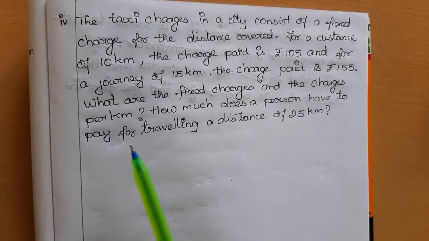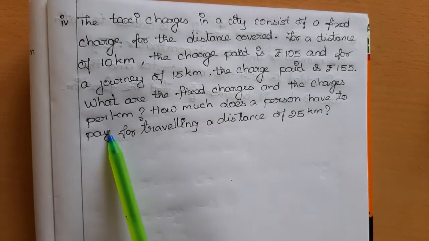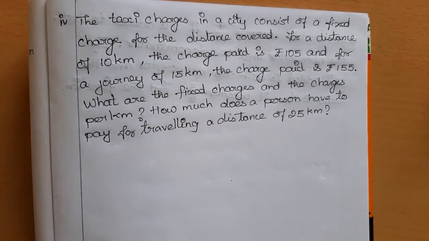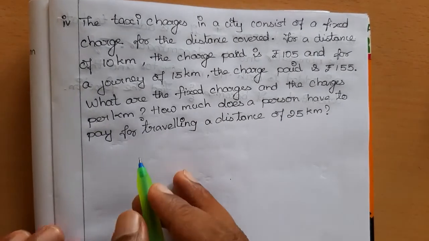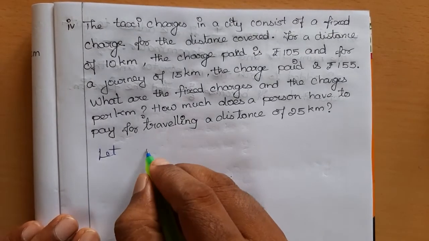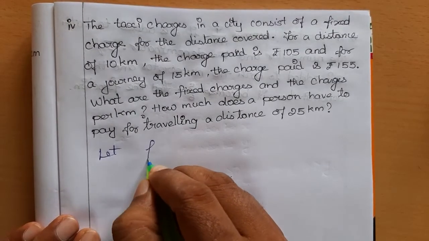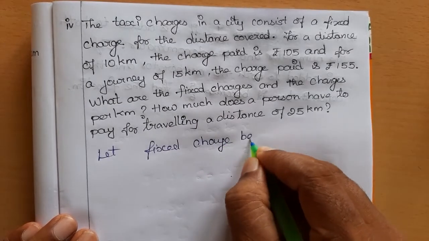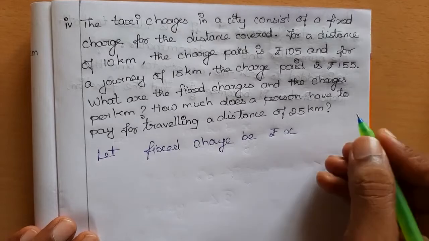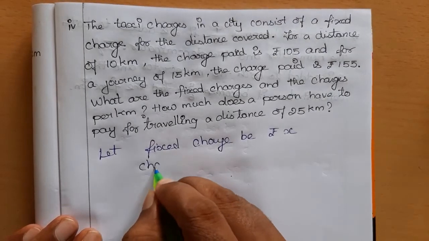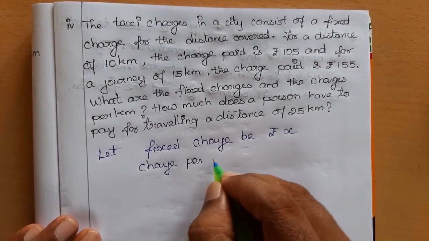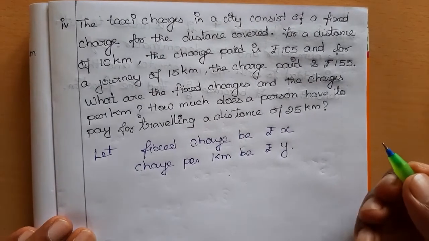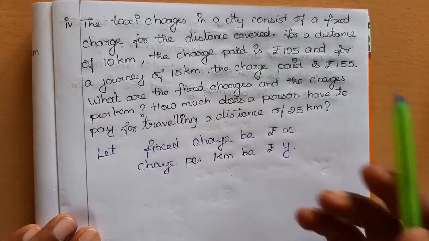For 10 kilometers he paid 105, and for 15 kilometers it's 155. Find the fixed charge and the charge per kilometer. How much does the person have to pay to travel 25 km? So there are two questions. Clear? So first let us consider the fixed charge be rupees x, and the charge per kilometer be rupees y, right?